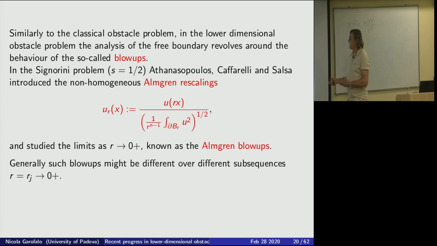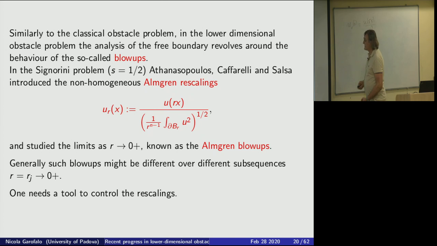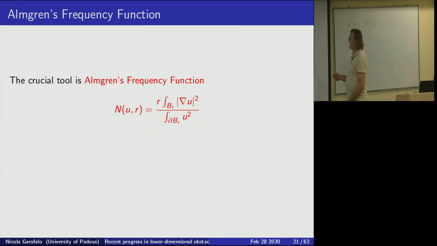And in general, when you look at these quantities here, nothing tells you a priori that if you take different subsequences of r's going to zero, you go to the same limit. So you need something to control this process. And what Athanasopoulos, Caffarelli, and Salsa realized is that the correct tool to control this limiting process is the so-called Almgren's frequency function. And it's a very innocent-looking quantity.